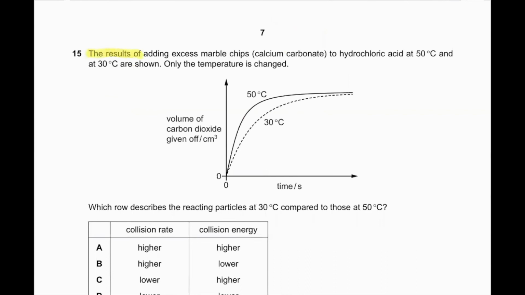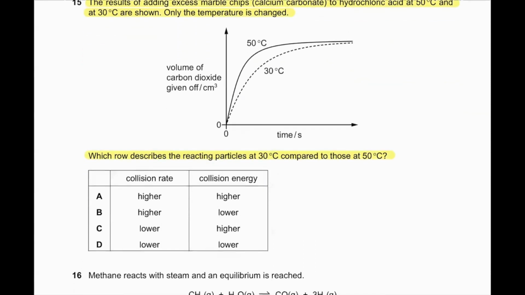Question number 15. The results of adding excess marble chips, calcium carbonate, to hydrochloric acid at 50 degrees Celsius and 30 degrees Celsius are shown. Only the temperature is changed. All right, so which row describes the reacting particles at 30 degrees Celsius compared to those at 50 degrees Celsius?